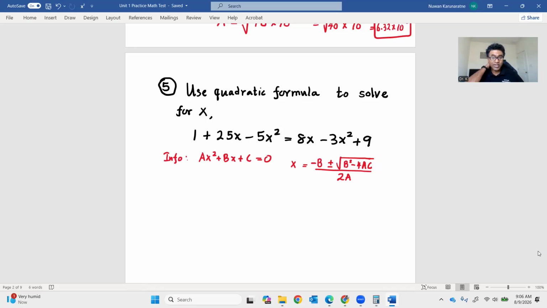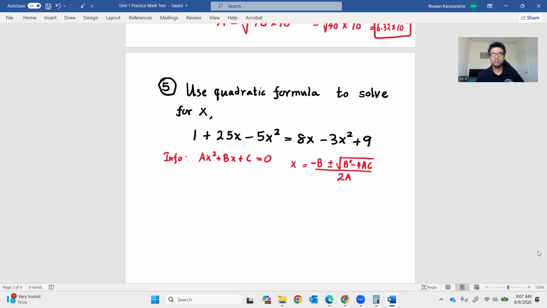Now, this is the quadratic formula, and I'm asking you to use it to solve for x. But I realize there's a much easier way to solve this. You can actually factorize and get the answer. So we will use that method, factorization, but it's totally fine to use the quadratic formula, factorization, or whatever method you feel is easier.